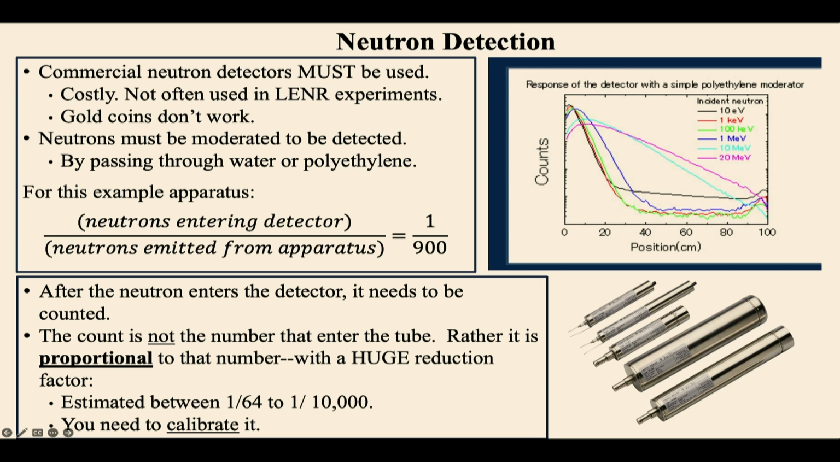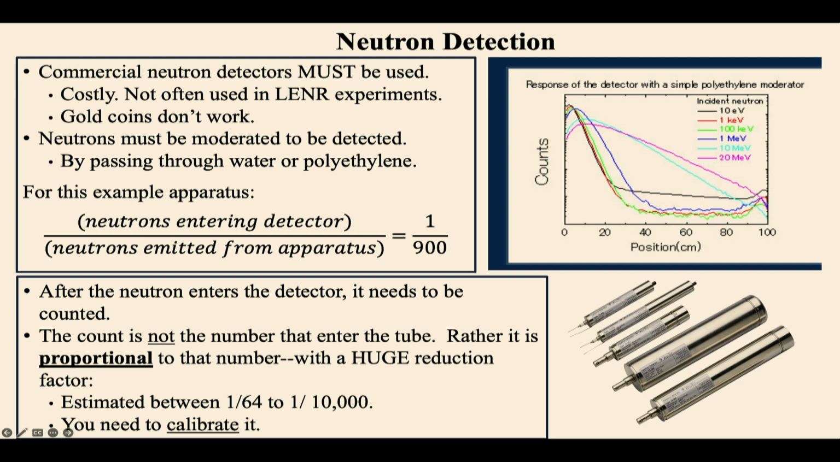After the neutron enters the detector, it needs to be counted. Now, the count is not the number that enter that tube. Rather, it is proportional to that number, and it has a huge reduction factor. It's estimated to be about 1 over 64, or 1 over essentially infinity. In other words, you need to calibrate it. The important point is that one count does not represent one emitted neutron. Regarding the number of counts compared to the number of neutrons actually entering the tube, that constant of proportionality is very large and quite variable.